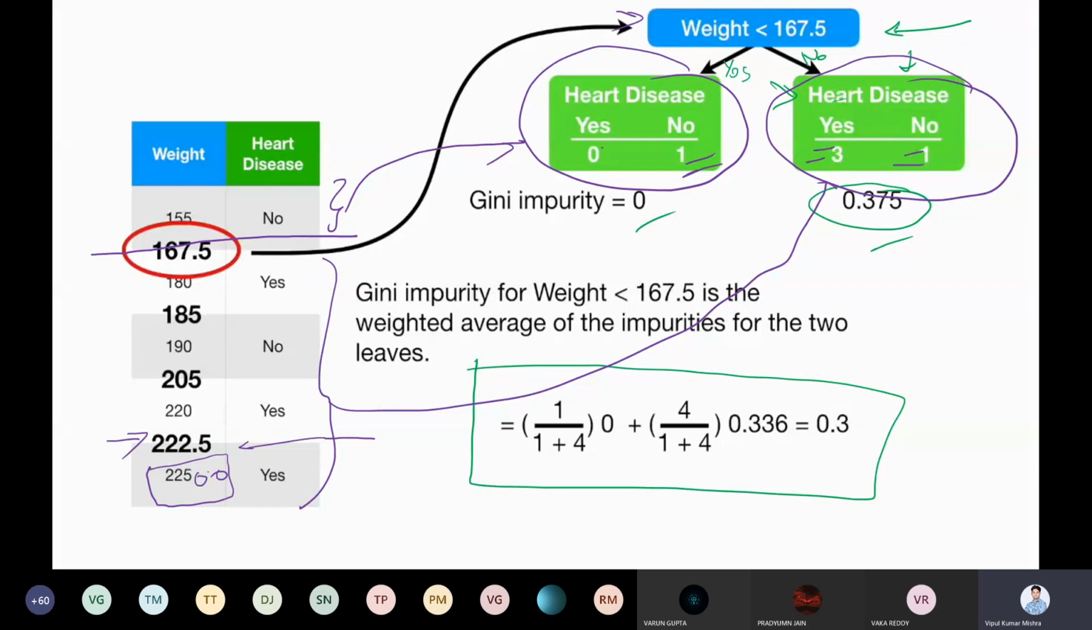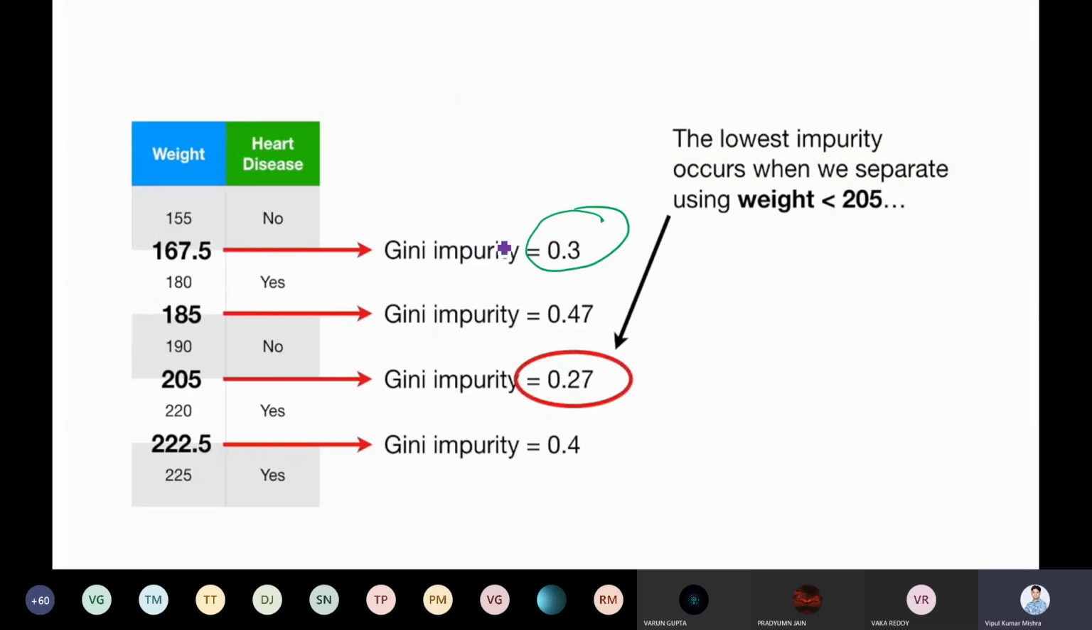But in general, to understand the process, we can say we are taking the average of 2 consecutive nodes after sorting, and that will become your threshold. Then we will check for each of these thresholds. We will check for 167.5, then 185, then 205, then 225, and whichever has the least Gini score will become your final node. So here our final node will be weight is less than 205, and based on that we will move ahead. Getting everyone?